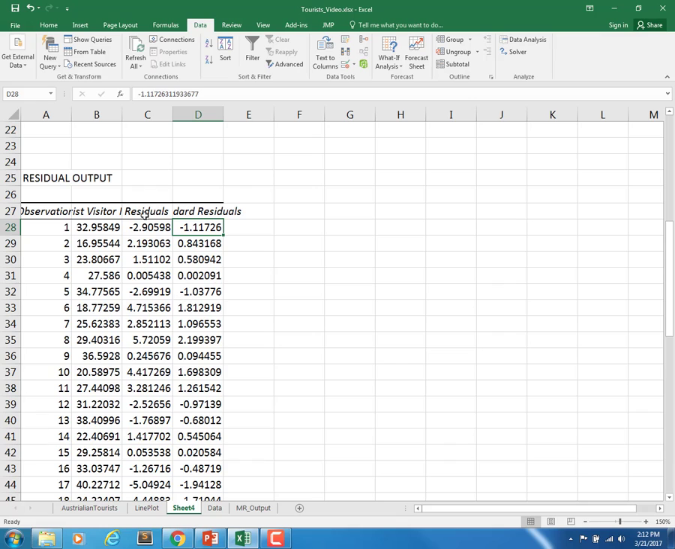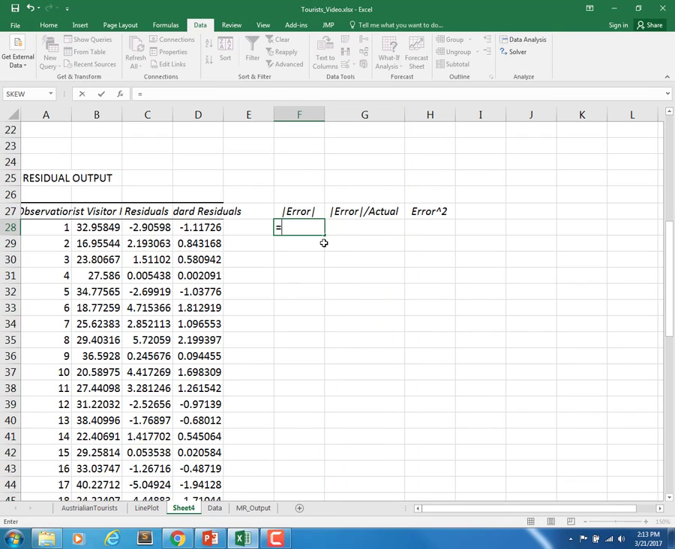Because we have the residuals, we can take the absolute value of the error term. We can take the absolute value of the error term divided by actual. And we can do the error term squared, just like we were doing before. So now we can take the ABS, absolute value, of the residual, which is the error term. We can take what we just calculated, divided by the actual.